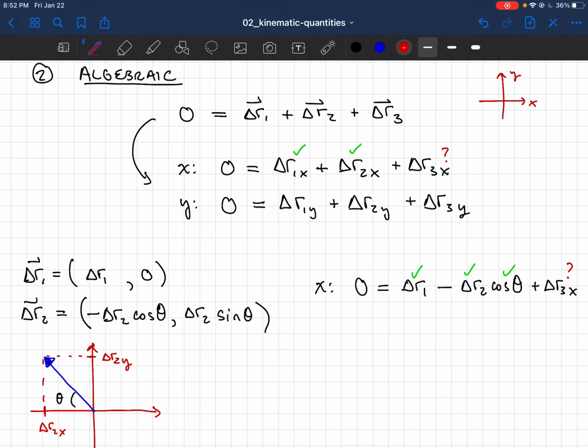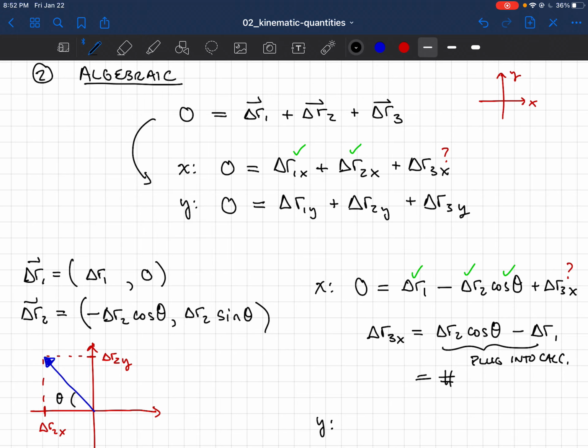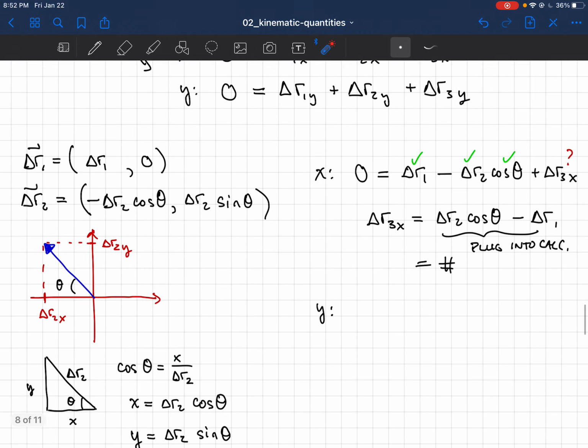By the way, I recommend that you try to keep everything in variables until the very end. So when does that happen in this case? Well, it happens once you rearrange this equation to say delta r3x is equal to, and then I guess it would be delta r2 cosine theta minus delta r1. So you do the algebra to rearrange, and now you can plug this into your calculator. And that will give you a number for delta r3x. And of course, I won't do it, but you can do the same thing for the y equation, taking the components that we found here, plugging them into this equation, and getting a number.